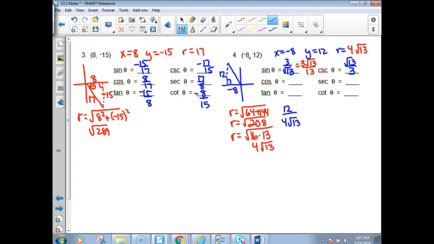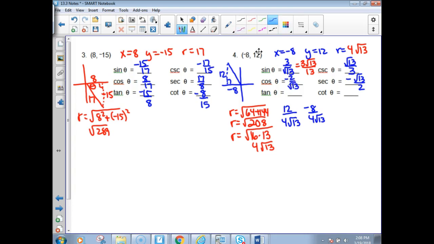Cosine of theta is x over r. So that's going to be negative 8 over 4 root 13. Divide top and bottom by 4 would give me negative 2 over the square root of 13. So I'll flip that over now, and it'll be negative square root of 13 over 2. Your negative sign should be out front, not in the denominator.